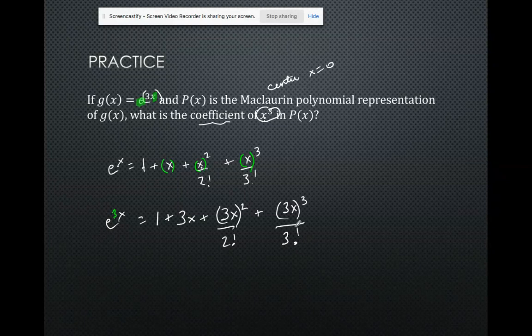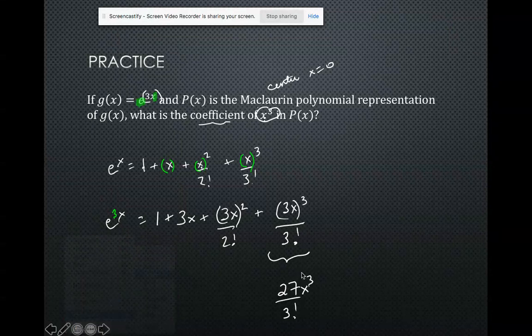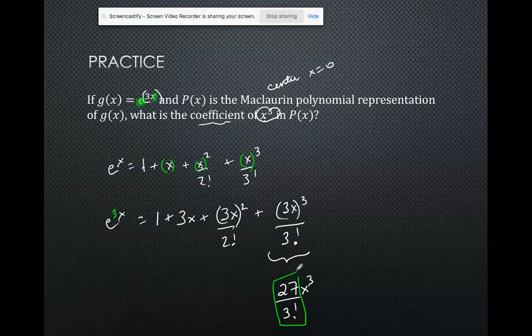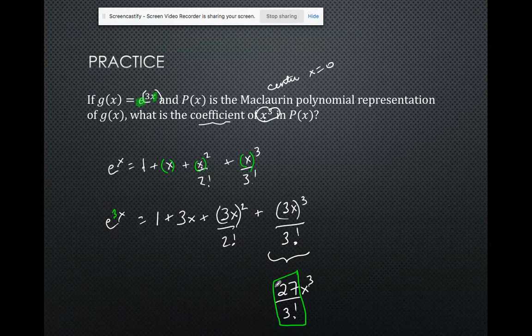All they wanted was the coefficient. So look at this, 27 x cubed over 3 factorial. They just want the coefficient, so only give them the coefficient. Right? I don't care whether you write 27 over 3 factorial, or if you write 27 over 6, or if you write 9 over 2. All of those are correct answers. If it's multiple choice, you would have to match one of those answers.